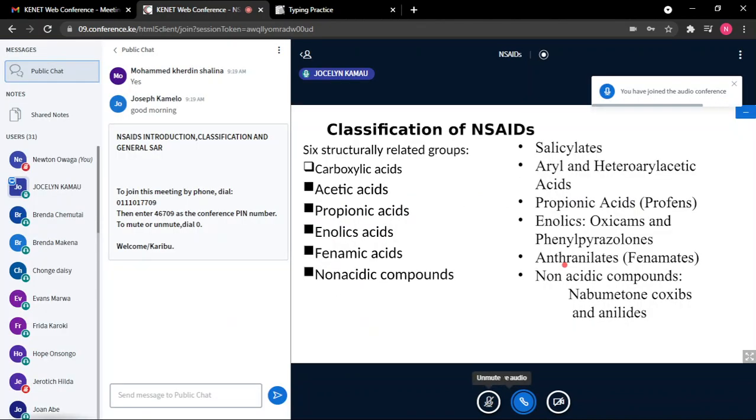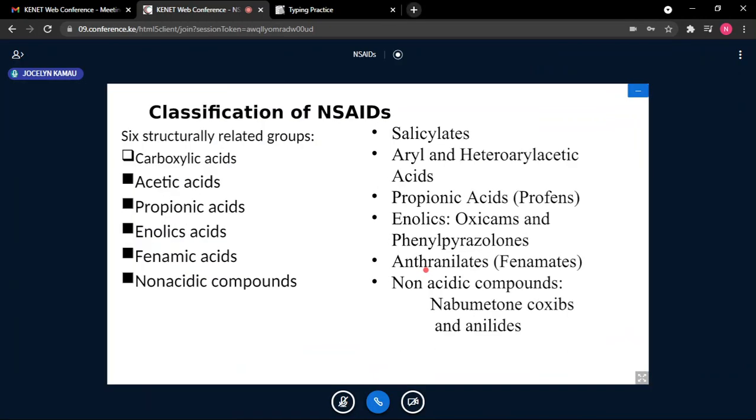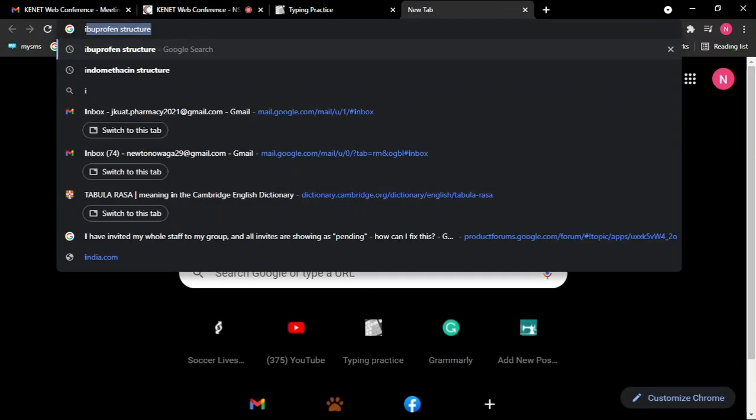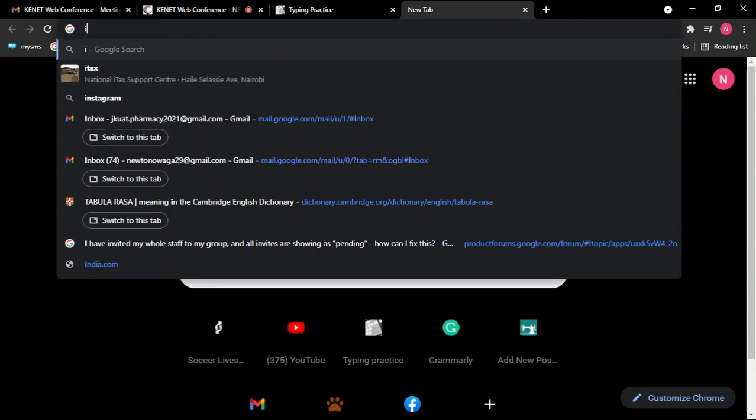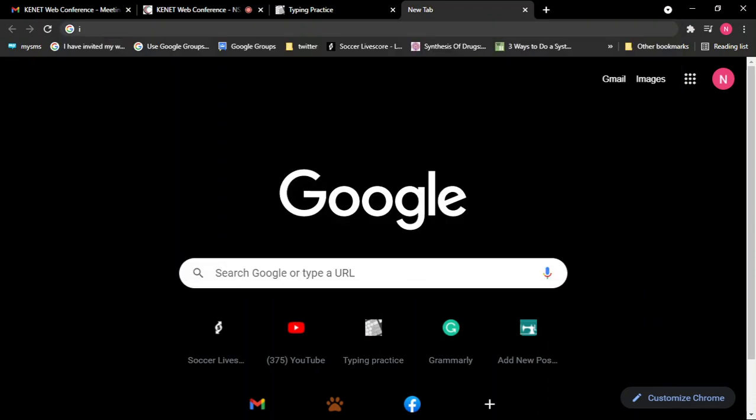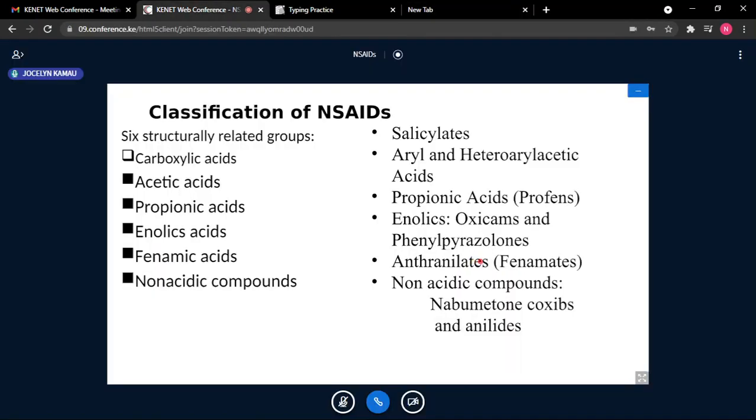Salicylic acid has a carboxylic group and a hydroxyl group. So the hydroxyl group in salicylic acid is replaced by an amino group. An amino group is NH2. So once you replace the hydroxyl group in salicylic acid with an amino group, you get anthranilic acid, and that's why we are calling them anthranilic. So they are derivatives of anthranilic acid. Again, we're going to look at them in detail.